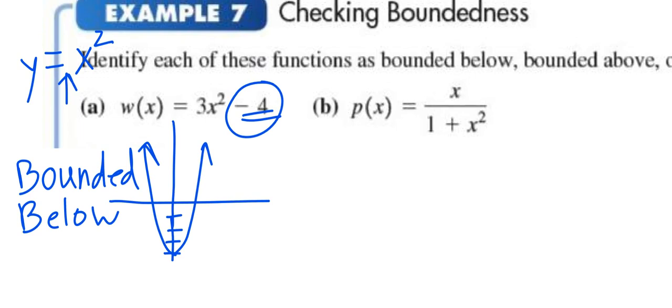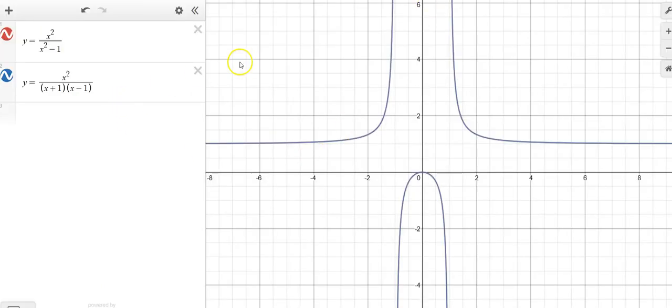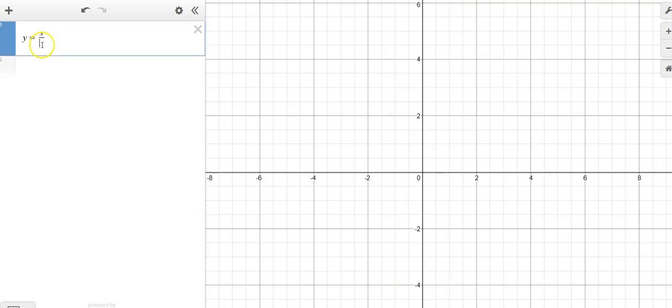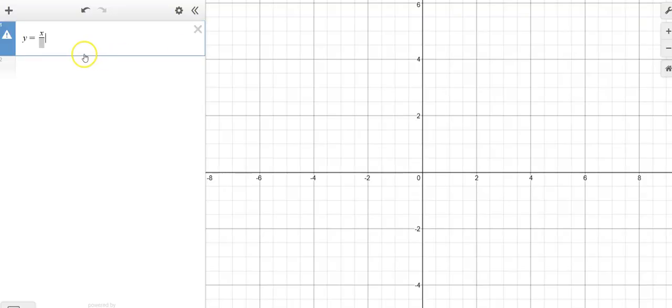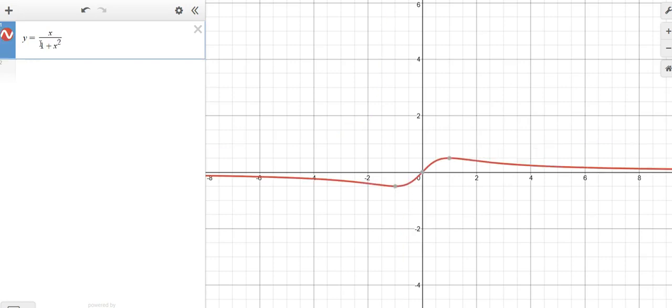Okay, the next one would require us to graph it on a calculator. Maybe I can quickly do this on Desmos for us. Let's get rid of that one. I believe it was x over 1 plus x squared. Stay with me. Don't go to the light. Not yet.